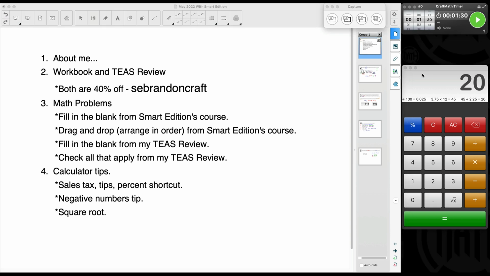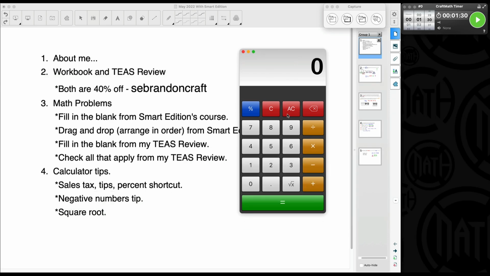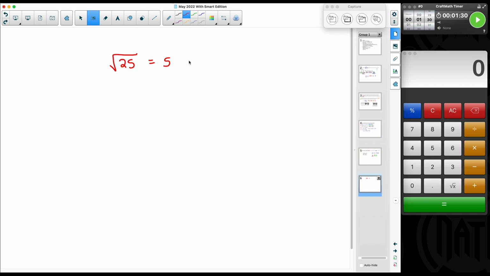Now, this calculator over here obviously does not look like the TEAS test calculator, but the button layout is pretty daggone similar. Let's talk about square roots. The square root of 25 is equal to 5. You don't divide it by 2. When you find the square root of something, you are finding a number that you can multiply times itself.